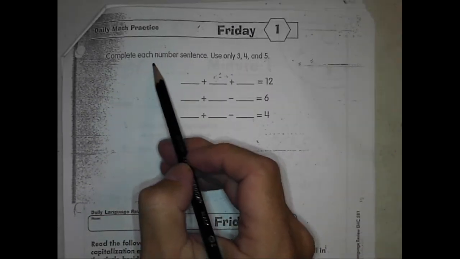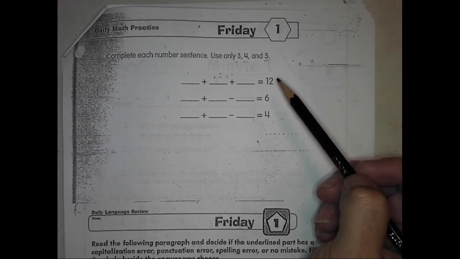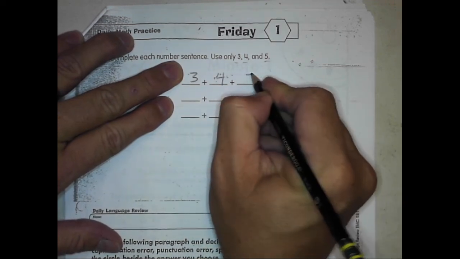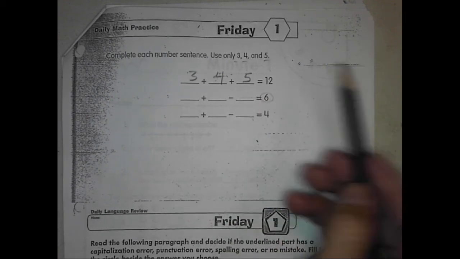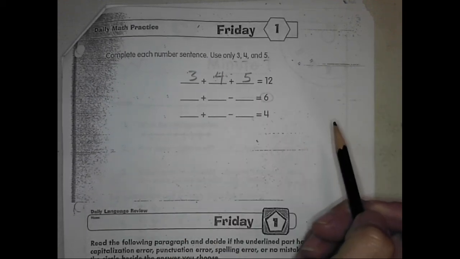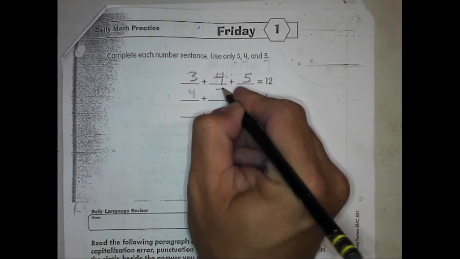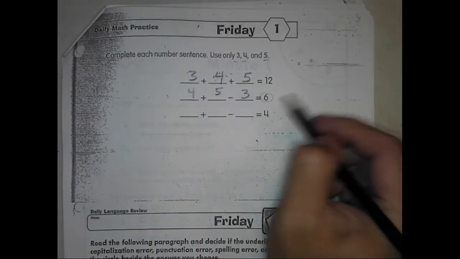All right, we've got some fact families up here. We complete each number sentence using 3, 4, 5. So I need, well, this should seem easy enough. 3 plus 4 plus 5 equals 12. Now I need to get to 6. All right. And I could do that by saying 4 plus 5, that's 9. And then I'm going to subtract 3. That will give me 6.